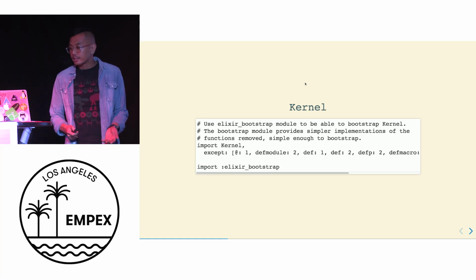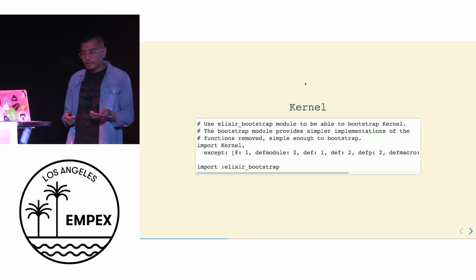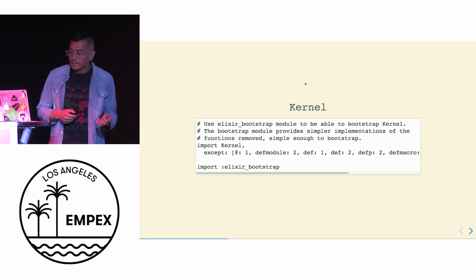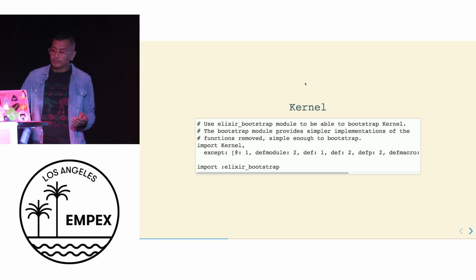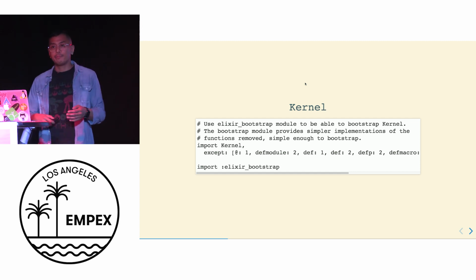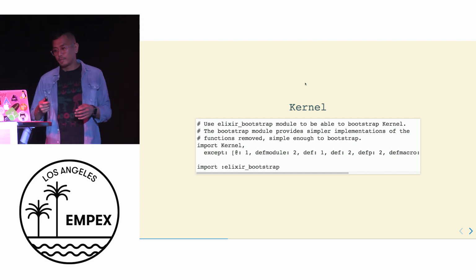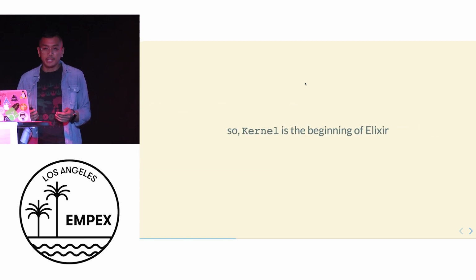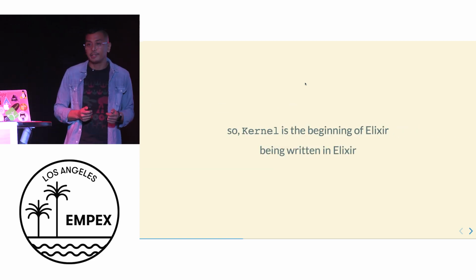And to look at kernel.ex, this is also just the head of kernel.ex. It uses elixir_bootstrap and imports that to bootstrap another version of Kernel. So Kernel is the beginning of Elixir being written in Elixir.